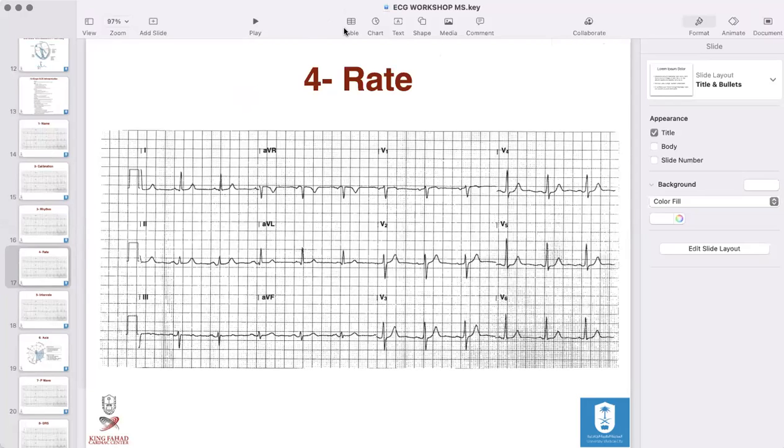Anyone brave to speak up? I think it's done by calculating the boxes between the 2 QRS complexes or something like that. Okay, good. So let's take this for an example. So here you have one large box, 2, 3, 4, and then probably two small ones.